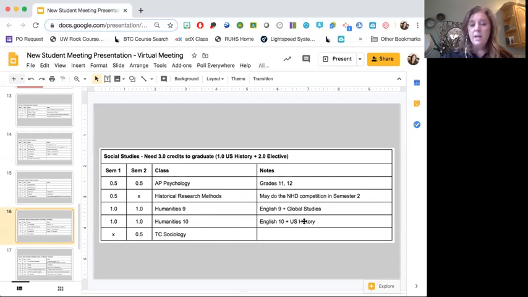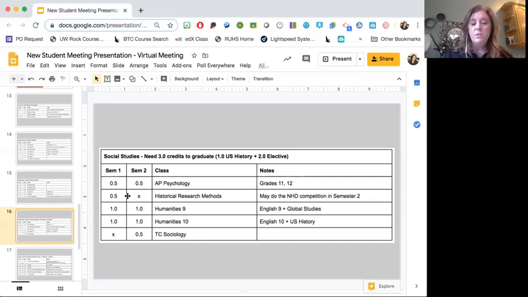Other classes that we have to earn social studies credit are AP Psychology, which is a year-long advanced placement course. There is an exam at the end. If you score well, then that could translate into college credit. You do need to be an 11th or 12th grader in order to take that course.